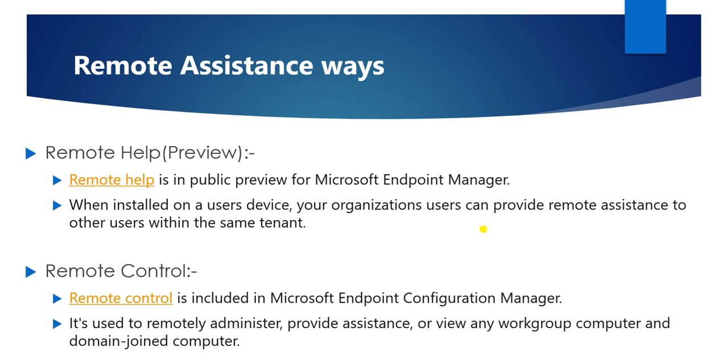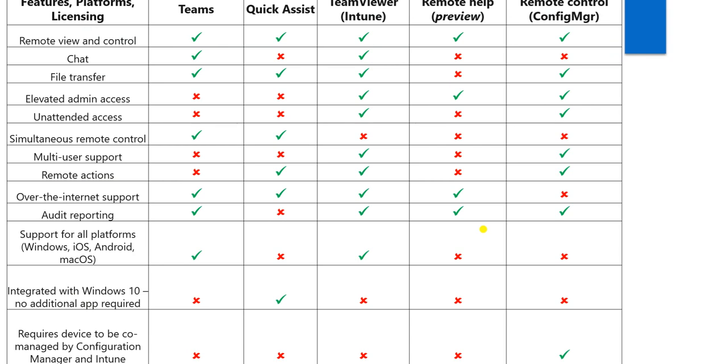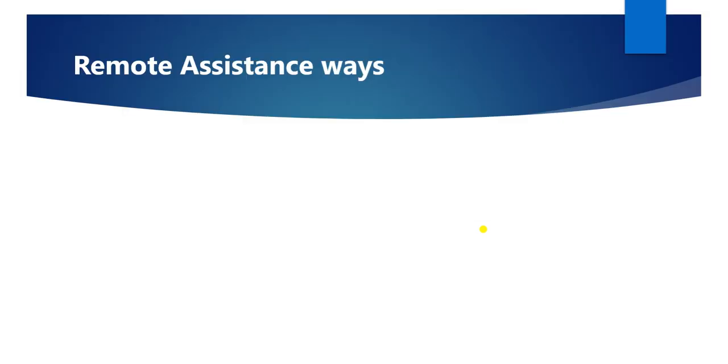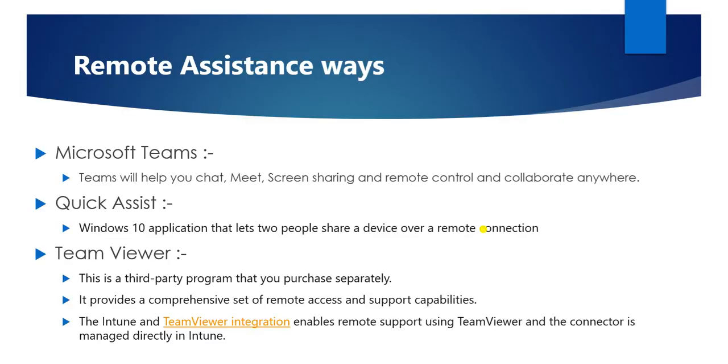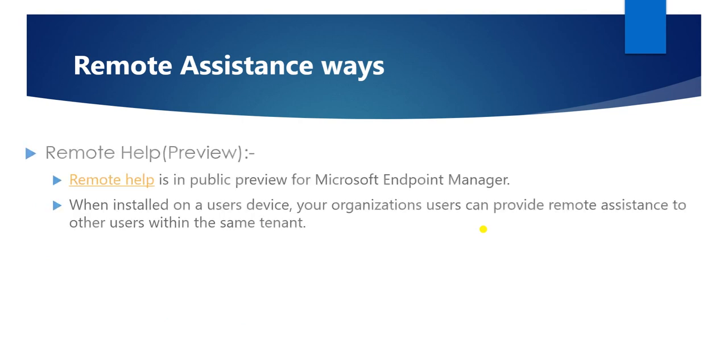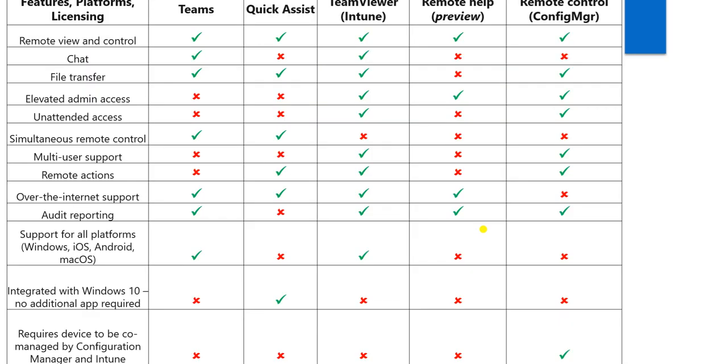So here is a chart. When I was explaining about Microsoft Teams, Quick Assist, and TeamViewer, it always comes to our mind what the limitations are, what we can use, how we can utilize it, and what the features are. So I created one chart to cover all those things, like the features, platform, and license for Teams, Quick Assist, TeamViewer, and Remote Help.